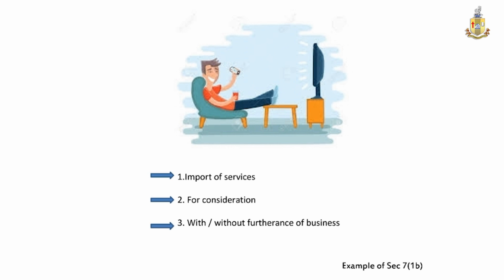Here is an example for you. You are getting an import of services and you are paying consideration, and this is especially for your personal use, not for business purpose. This is also called supply according to GST, because when the services come from outside India, we automatically consider it under GST, whether you are using it for business purpose or for your personal use, it doesn't matter. Import of services for consideration, with or without furtherance of business, we will call it a supply.